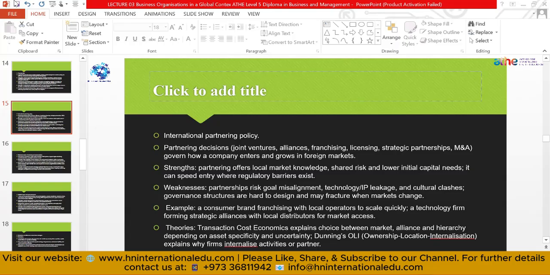And then Dunning's OLI, that is ownership, location, internalization, that is a pact which is signed when you go from one country to another in terms of the partnering policy. It explains why firms internalize activities or partners. They need to make sure that they are bound with your companies. You will make policies in such a way.